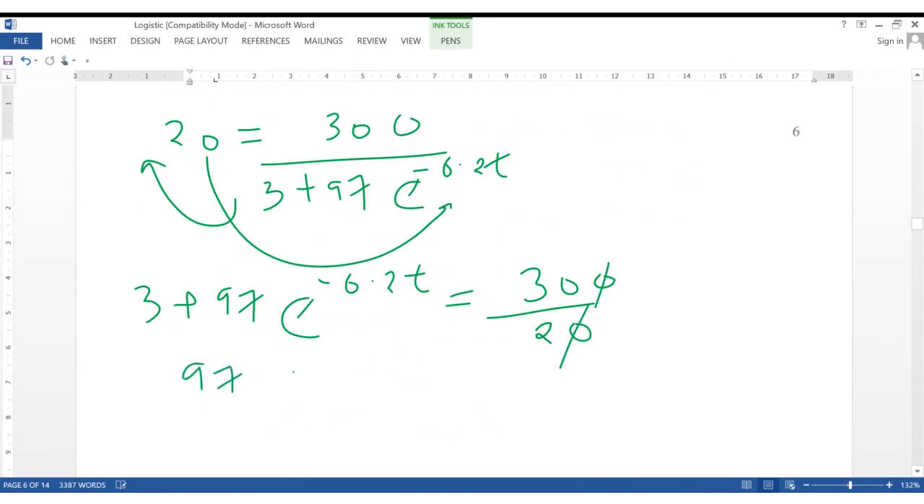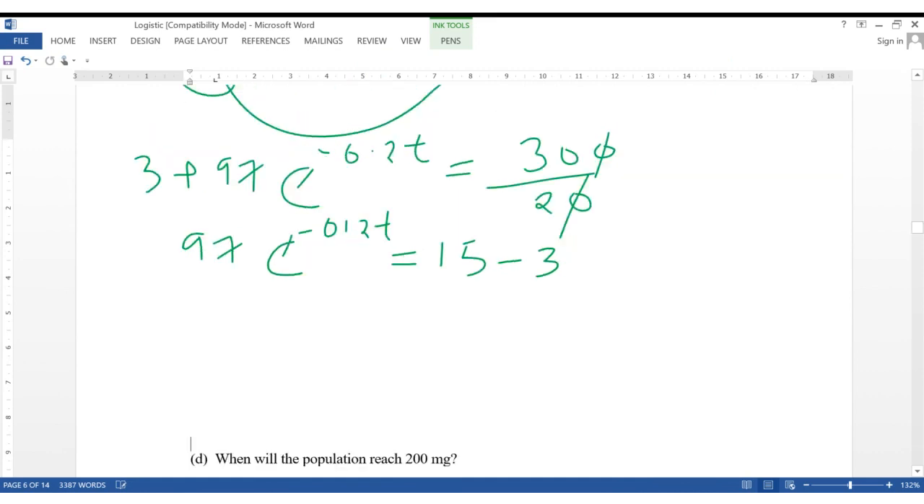Exponential negative 0.2t. So if I do this one, I remain with 15. And then I subtract the 3. When a positive number crosses over, it becomes negative. So 15 minus 3, I'm getting 12. So I remove this 97 by dividing here by 97, and I divide here by 97.